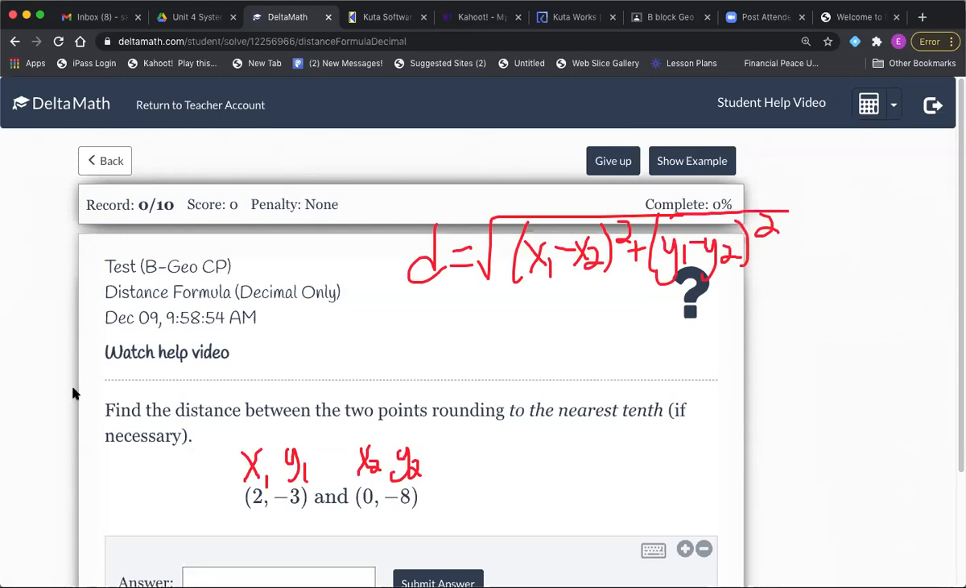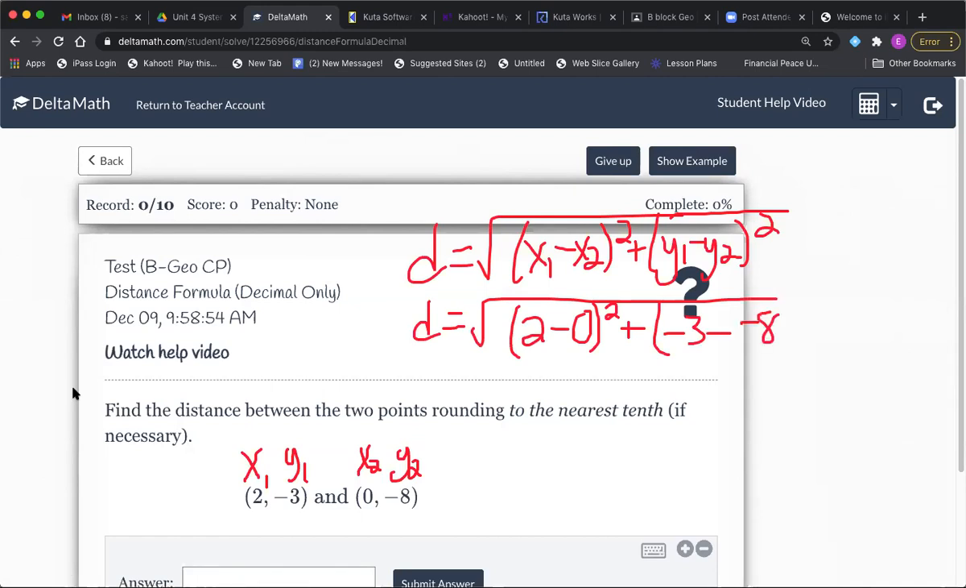All right, so now I'm just plugging in the pieces. So x1 is 2 minus, now I look, what's x2? 0. Close it, square it. Do the same thing with the y's. -3 minus, and then I look, -8. So because I have minus a negative, I have to turn that into plus the positive. Close it and square it. Now I just do the math.